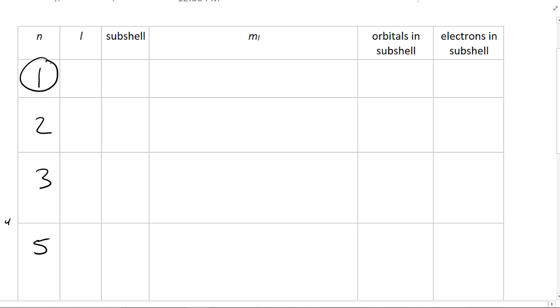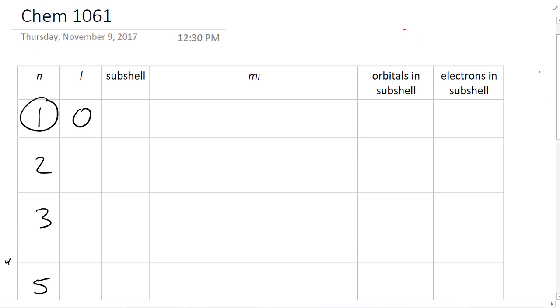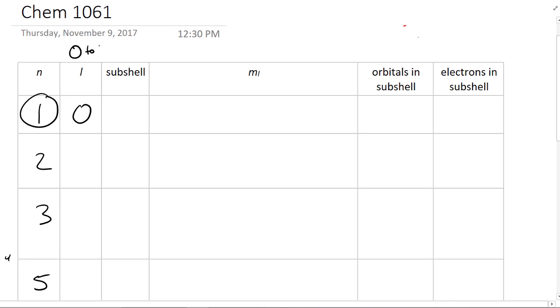Okay, so let's work with number 1 first. If n is equal to 1, that means L could have a value of 0. That's because L can go anywhere from 0 up to n minus 1, which in this case would be 0. So it can go from 0 to 0. When n is equal to 1 and L is equal to 0, we say that the subshell is 1s. The number comes from n, and when L is equal to 0, that determines the subshell notation.